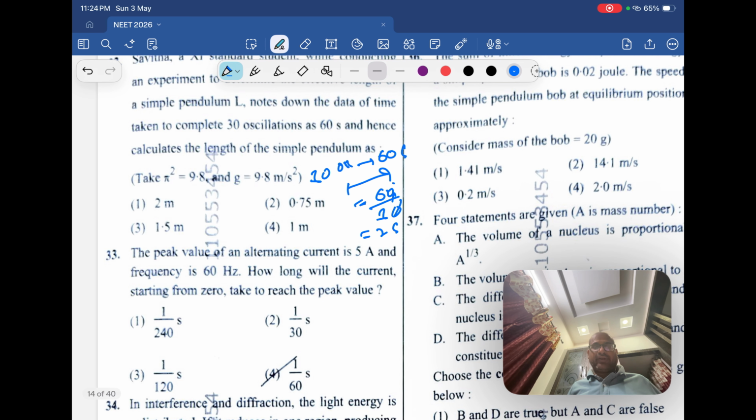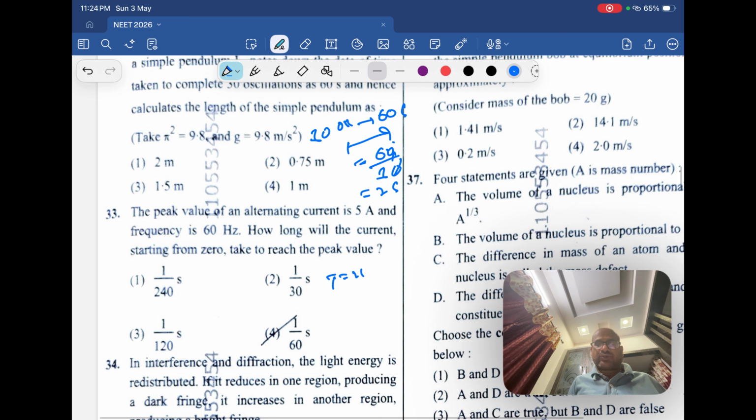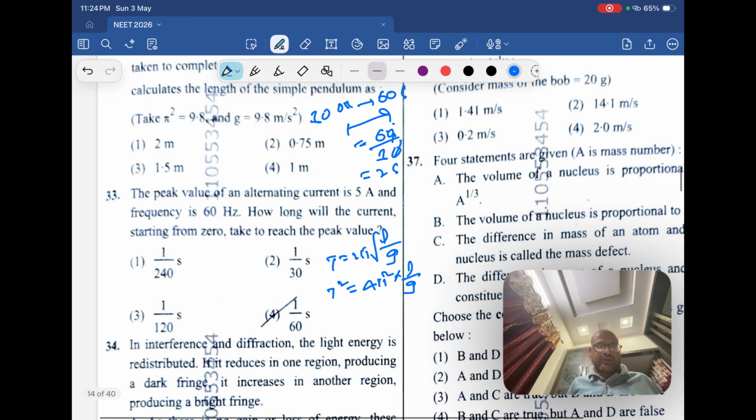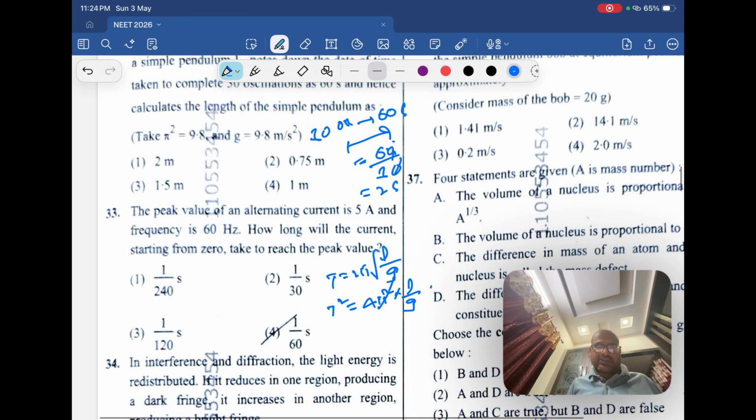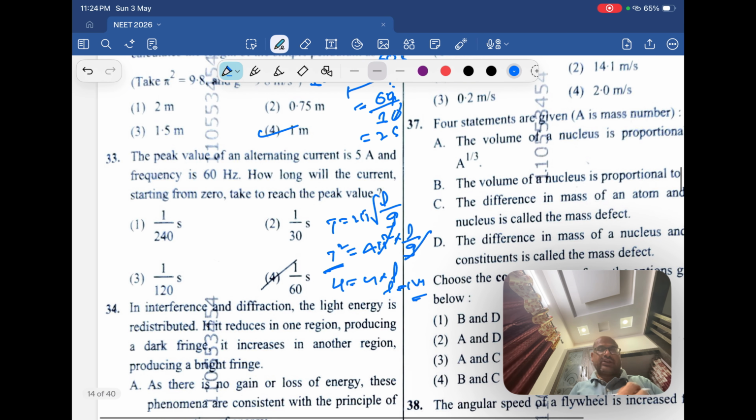So when the pendulum has a time period of 2 seconds, the formula for time period is T equals 2 pi root of L by g. Square it, so T square is 4 pi square into L by g. Here pi square is 9.8, so this 9.8 can get cancelled, and T is 2 seconds, so this is 4 into L. So L becomes 1 meter. Okay. Peak value of an alternating current is 5 ampere and frequency is 60 hertz.